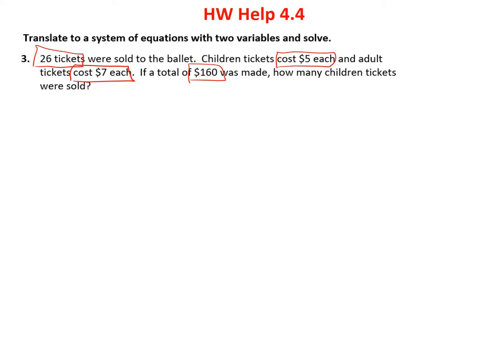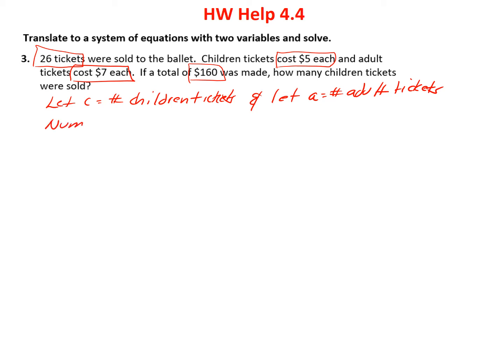So first of all, let's define our variables. I'm going to let C equal the number of children tickets. And I'm going to let A equal the number of adult tickets. You could use X and Y. It doesn't really matter what you call them as long as you remember what they are. So the first equation is about the number of tickets that were sold. We don't know how many of each, but we can write an equation. The number of children plus the number of adults added up to 26.